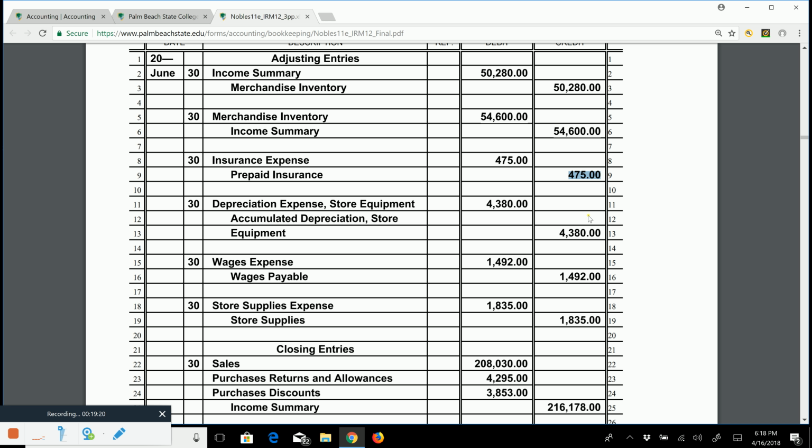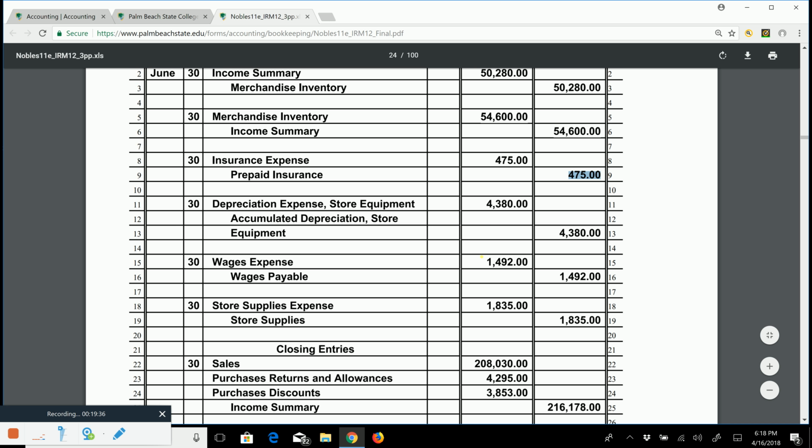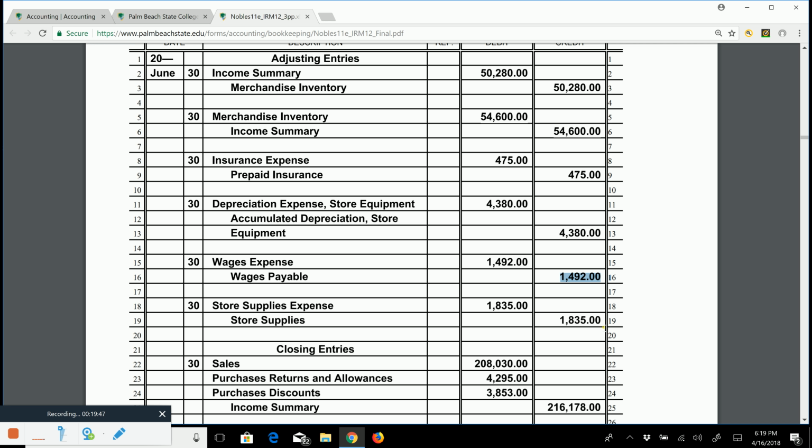Next, accrued wages. So our employees worked towards the end of the year, but they're not going to get their paycheck until the following year. And we've added up what they've actually worked for us, but we're not going to pay them by the end of the year. And that comes to $1,492. And the adjustment for that is we're going to debit or increase the wages expense, and we will credit or increase the liability called wages payable.